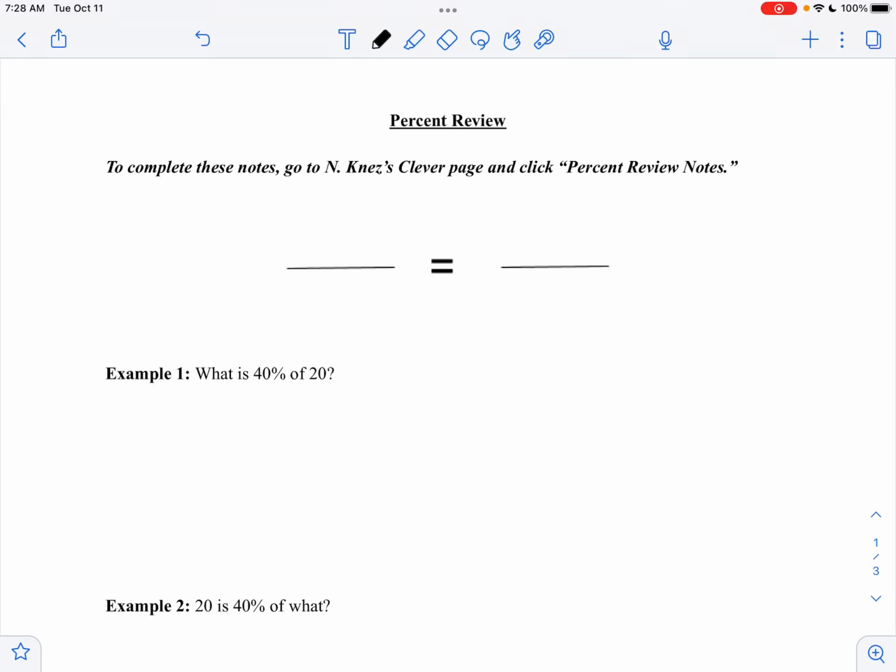Yesterday, we learned that we can summarize percents with the following formula. Part over whole is equal to the percentage over 100. Because remember, percent means a ratio per 100. Let's look at example 1.